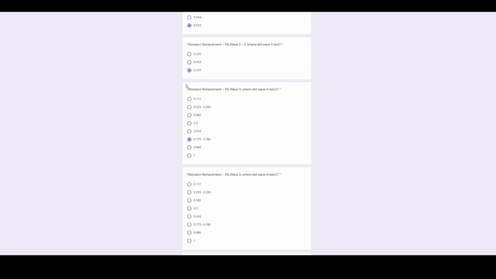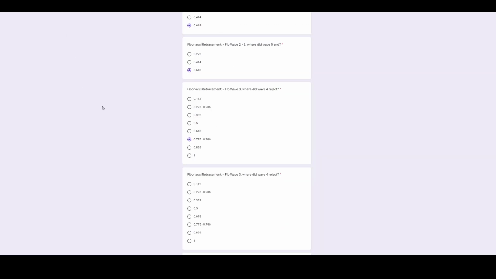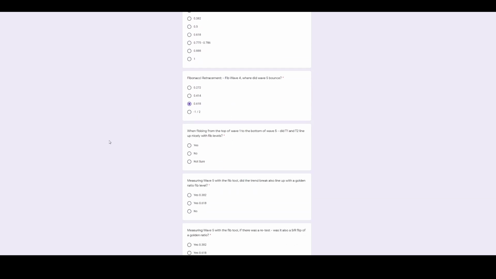So I had to add some more here. Some more numbers. Some more extensions. Because this is actually the 1618 or the 2618. In this case it's the 2618. Right, so it was still relevant. Golden pocket. Have to update those questions. There'll be more options here. But you guys get it so far, right?